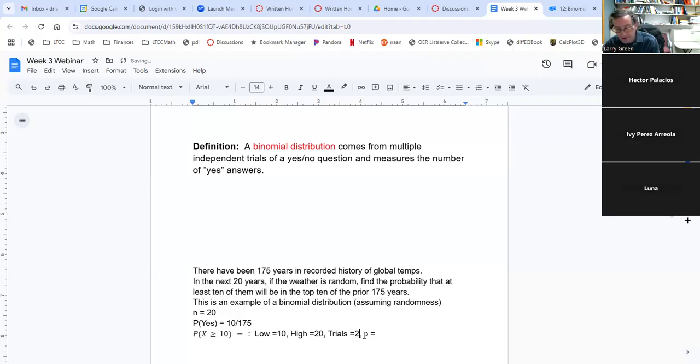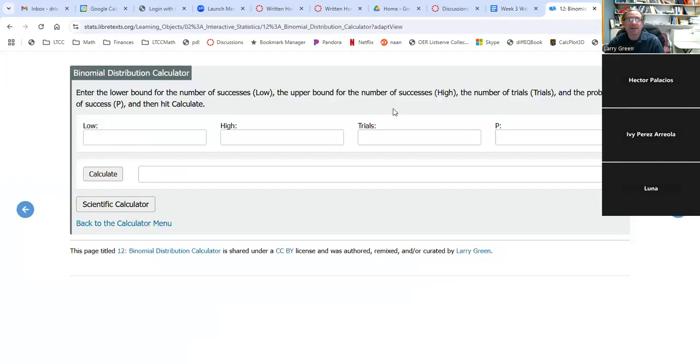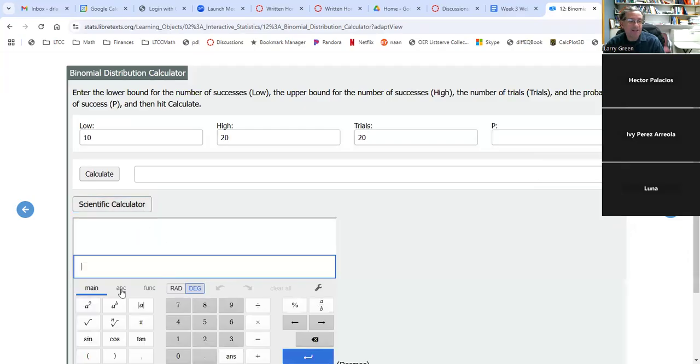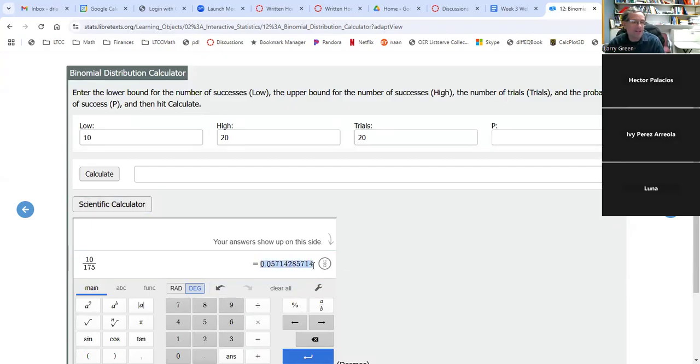Number of trials is 20, and the probability of success was 10 over 175. And that's what we put in the calculator. So I'm going to go 10 for the low, 20 for the high, 20 for the number of trials, and P was 10 over 175. I'm going to click scientific calculator and type it in. 10 divided by 175. And it's 0.05, etc. I'll just copy and paste it in. It's the easiest thing to do.